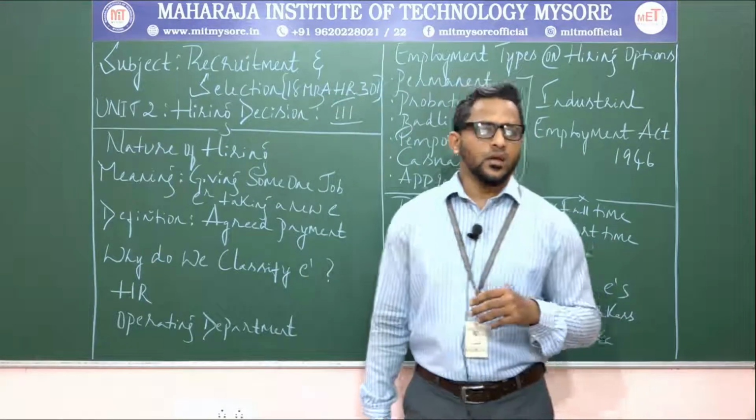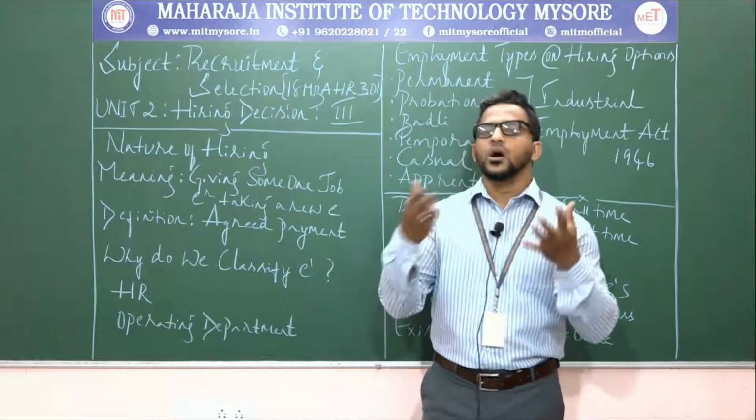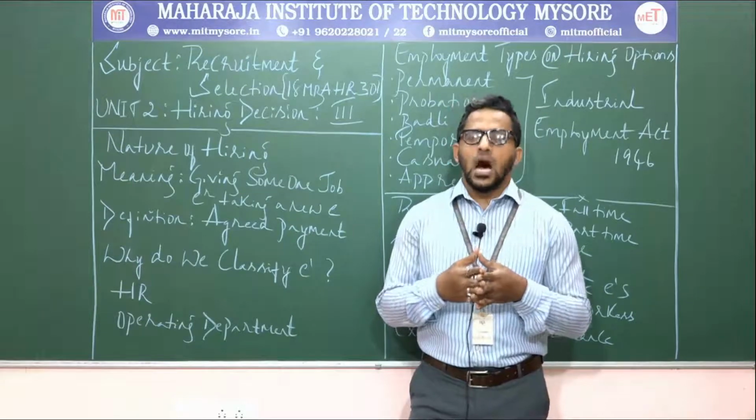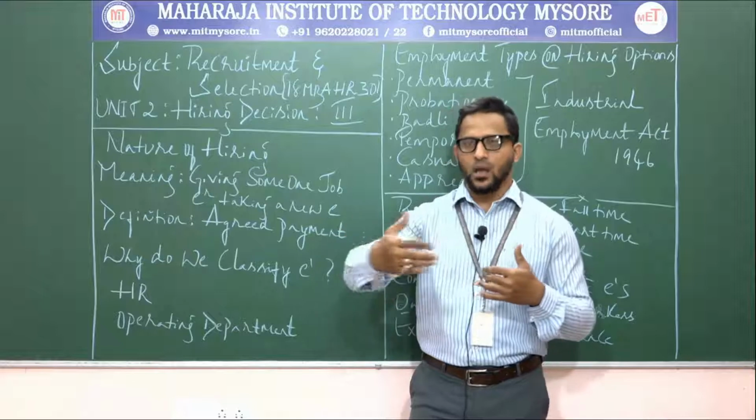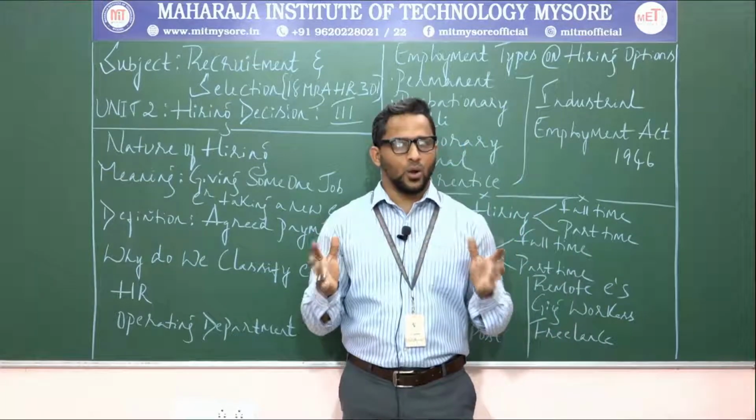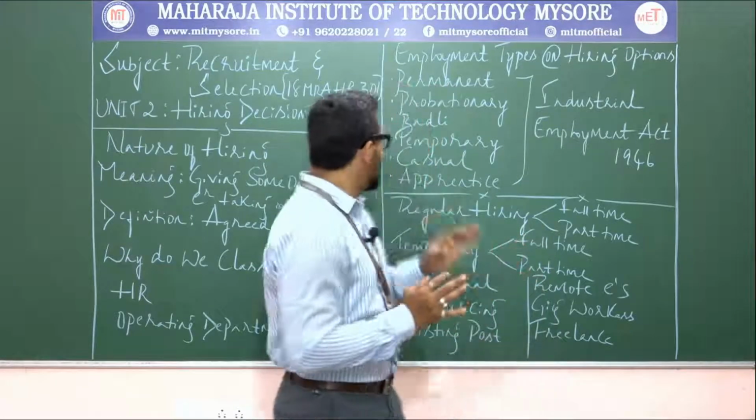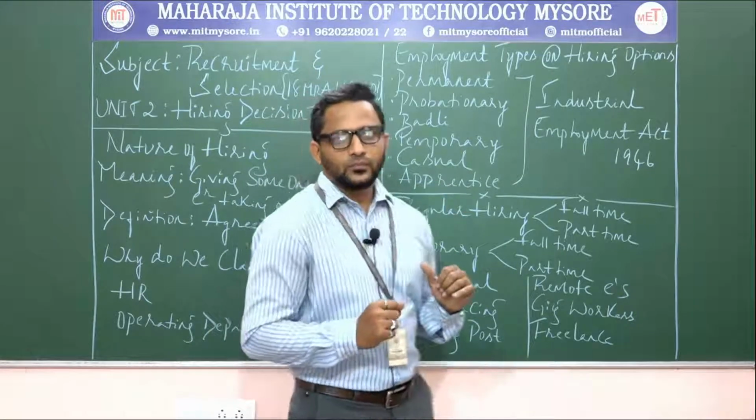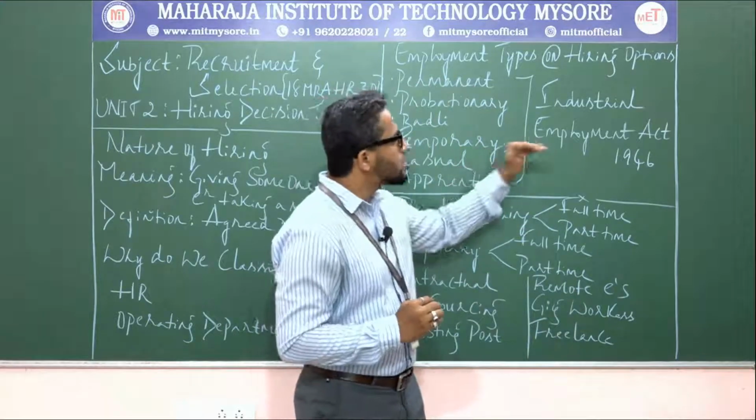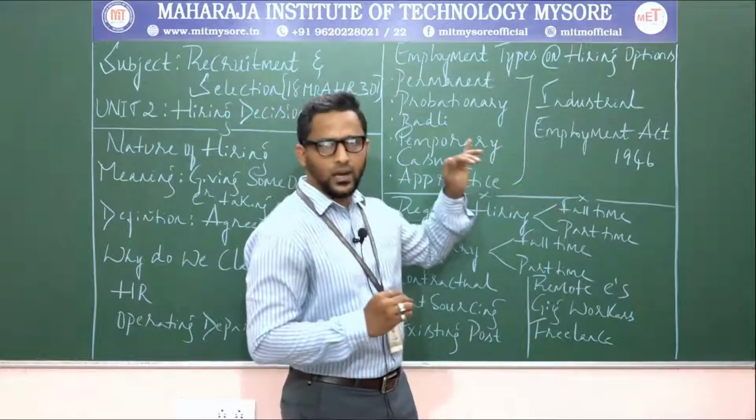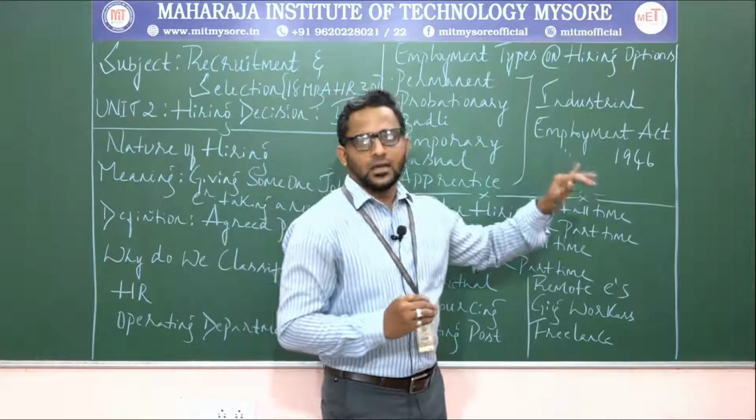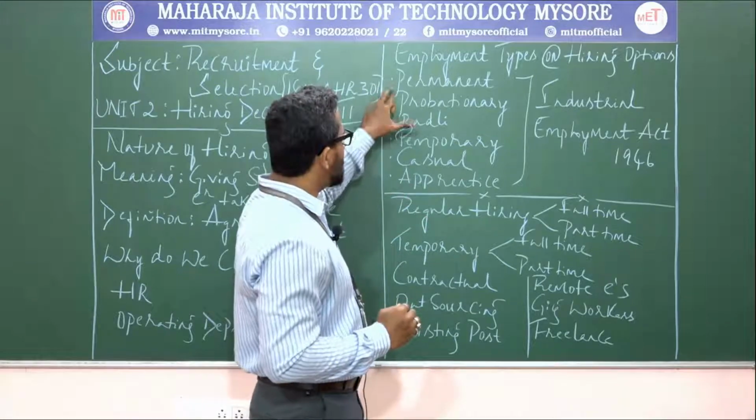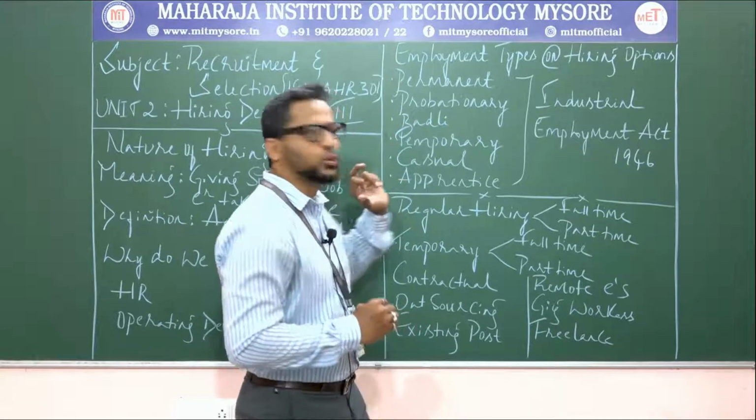And now coming to the next one, apprentice. The apprentice workman is a person we call a learner, who has not completed a training period of 1 year. Generally we call him a trainee or a learner. He is under a learning period, and a person who has not completed the training period of 1 year we call an apprentice workman. This classification of workman is done under the Industrial Employment Act 1946, or the standing orders. The classifications are explained this way: permanent, probationary, Badli, temporary, casual, apprentice.